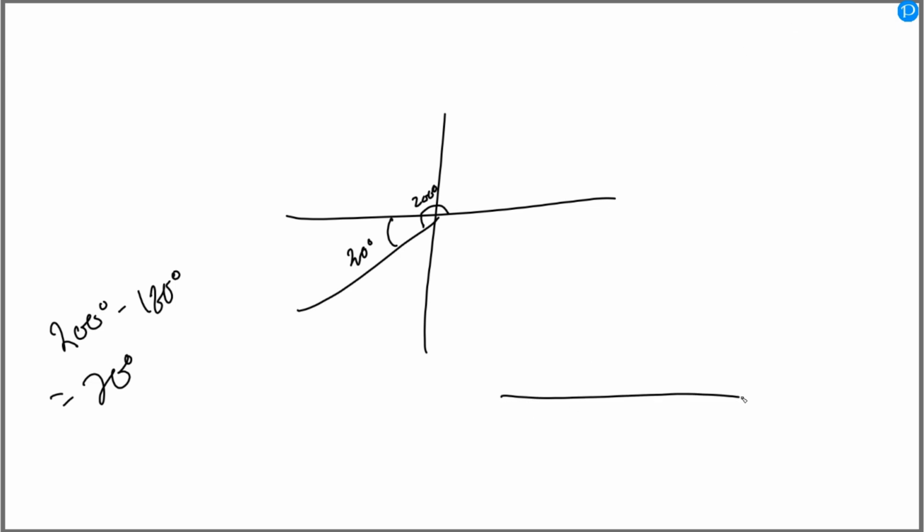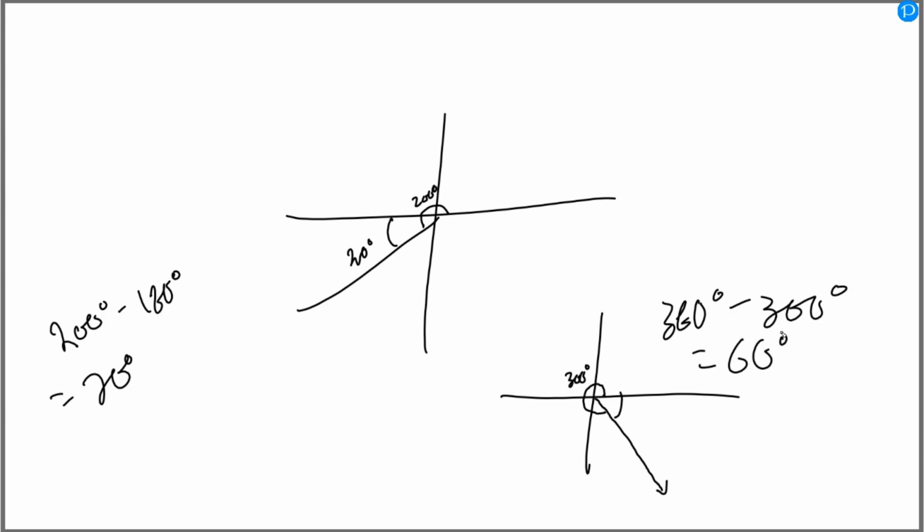Let's do one more example in the last quadrant. Here, let's say you have an angle here, and you have, let's just say 300 degrees. Well, you know that the full rotation is 360 degrees. So this angle here has to be 360 degrees minus 300 degrees, which equals 60 degrees. So our reference angle is 60 degrees.